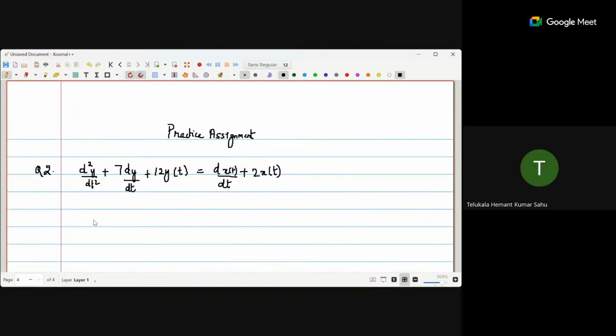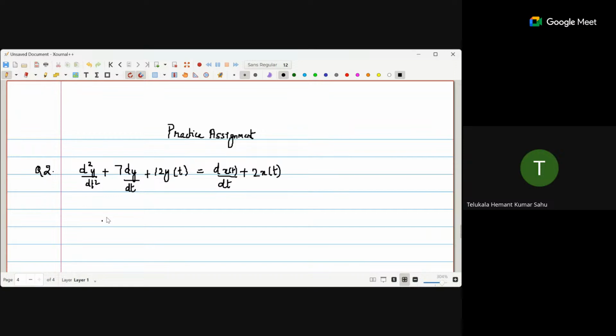So tell me the expression in the s domain. 1 d by dt is in effect multiplying by s, right? And d square by dt square, I mean second order derivative, refers to multiplying by s square. So accordingly, what will be the expression in s domain?